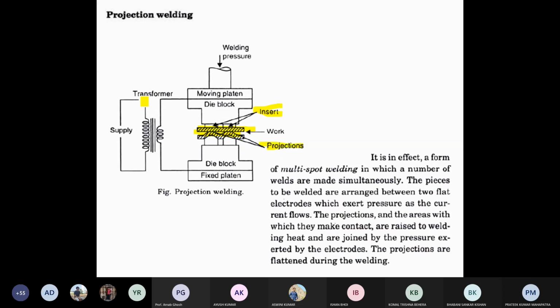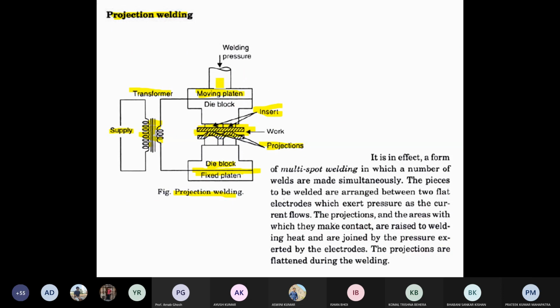Again the clamping is there, and a high voltage you have to apply in projection welding. So a supply is there, then a transformer having two coils. Then there are die blocks, so two blocks are required, one movable platen and another fixed platen. So it is projection welding. Here one workpiece has a fixed cross-sectional area, another is variable; the cross-sectional area is changing.